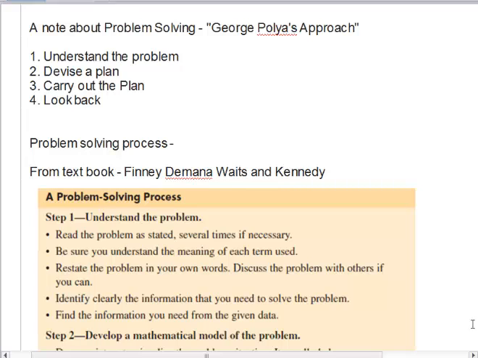You first should always understand the problem. After you understand the problem, you should devise some sort of a mathematical plan or a plan to come up with a solution. You'd like to carry out the plan, and the most important part is looking back at your solution to make sure it makes sense.